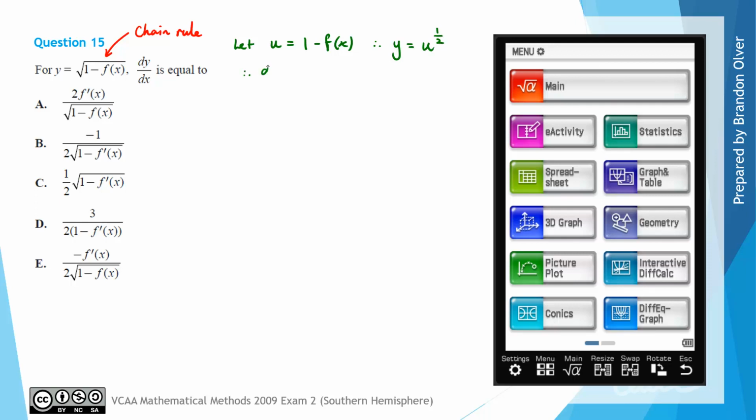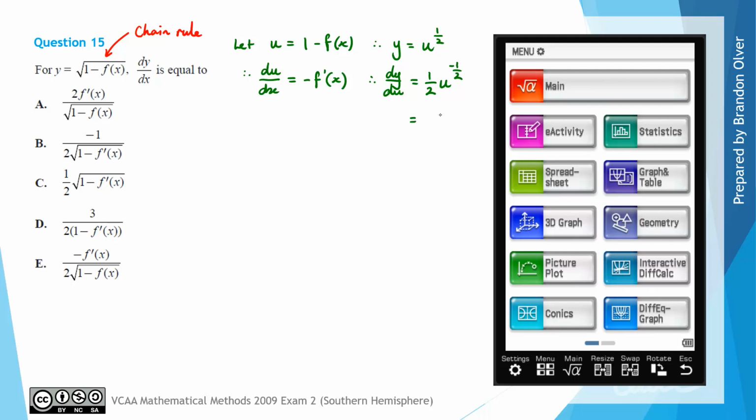Next, we need to find du/dx. So 1 subtract f of x derives to just being negative f dashed of x. There the 1 has derived to 0, and negative f of x, because we don't know the rule for f of x, is just symbolically negative f dashed of x when derived. And next we need to calculate dy/du. So that's going to equal 1 half u to the power of negative a half, when we take the power out the front and subtract 1 off the power.